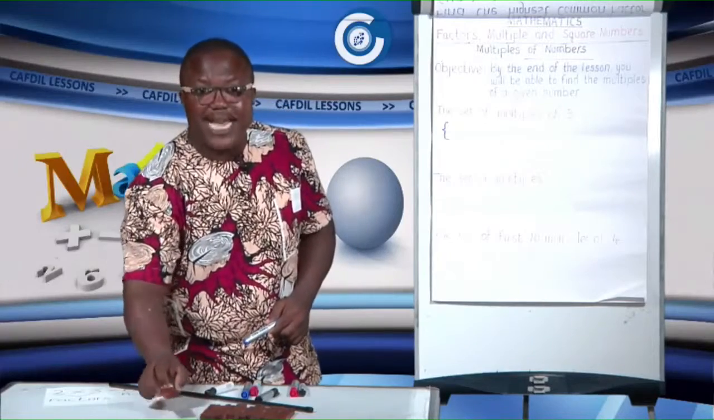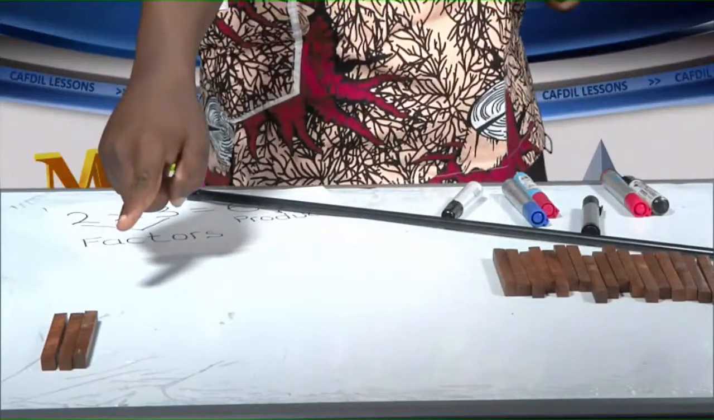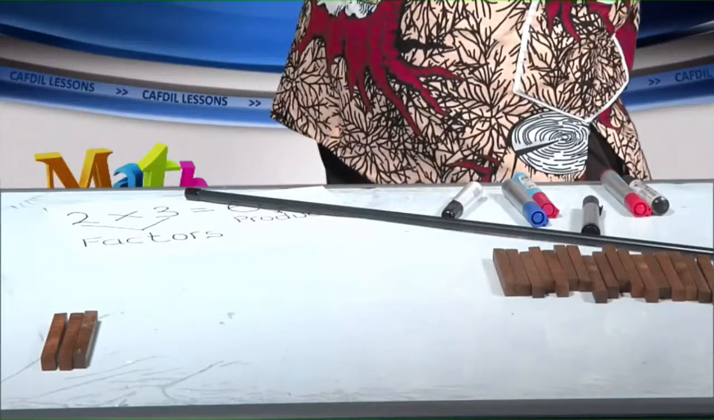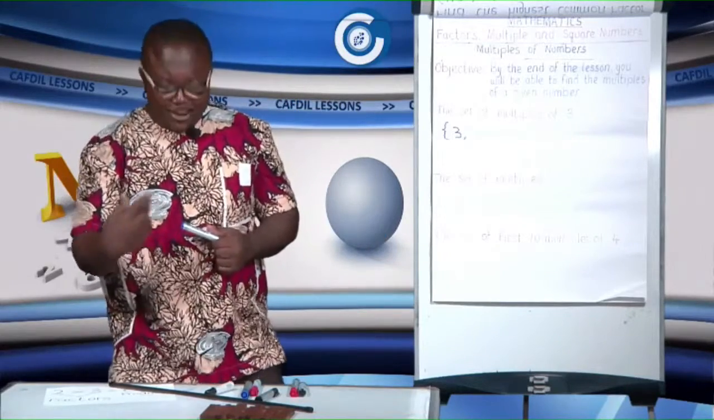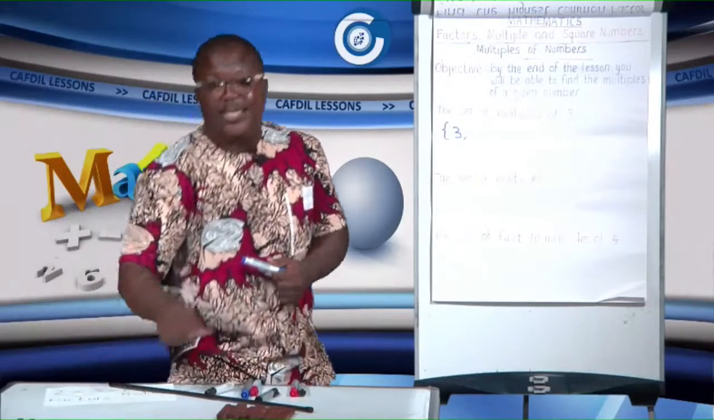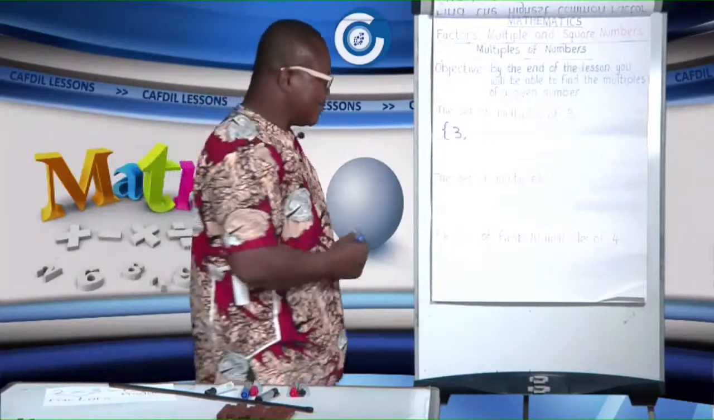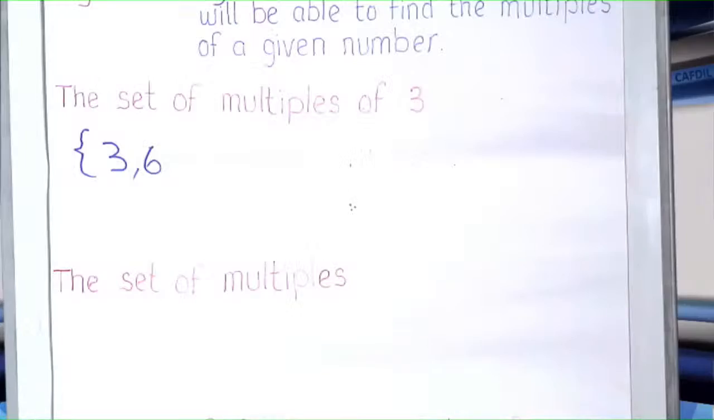So the first one, it means that multiples of 3, I should put my 3 there. So how many are there? 3. It's repeated addition. So the next time, I'm supposed to add another 3 to it. When I add another 3 to this, it becomes what? 6. When I add another 3, it becomes what?